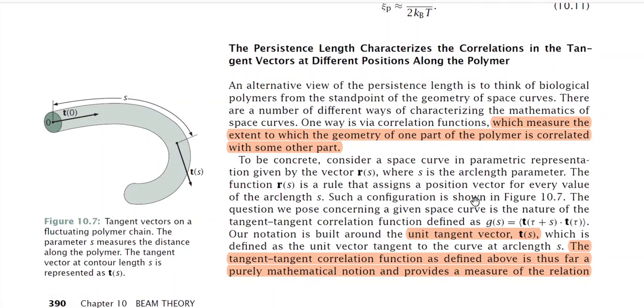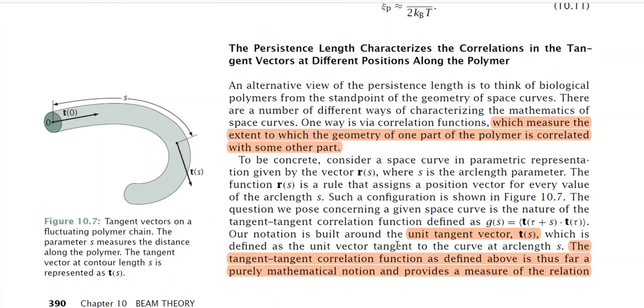Such a configuration is shown in this particular figure. So, if this is the arc length, s is the arc length here, and this is a particular space curve corresponding to a polymer. The question we pose concerning a given space curve is the nature of the tangent-tangent correlation function defined as G(s). So, what is G(s)? G(s) is the correlation function, and it is T, and in brackets we write tau plus s, dot T(tau).